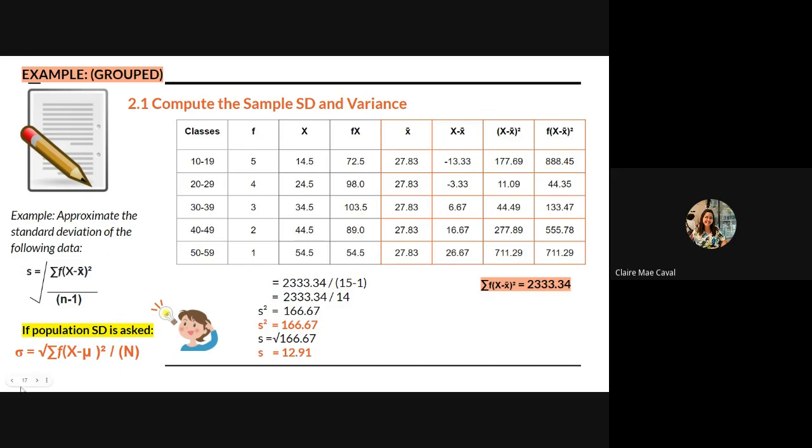Okay? If population SD is asked, you use again this formula. The same lang yun siya class. The only difference is you do not need to minus 1 in the denominator. Of course, ito population mean kasi ito sample mean. Again, yung mga symbols lang talaga nagkakaiba. Solving it will be most of the time the same. Of course, ito magkaiba siya kasi may minus 1. So, iba yung process. Iba yung answer.